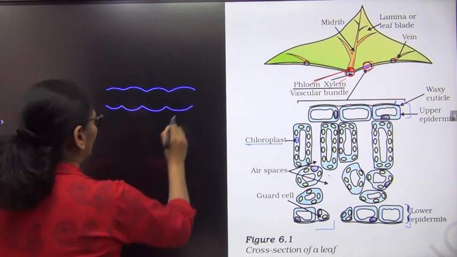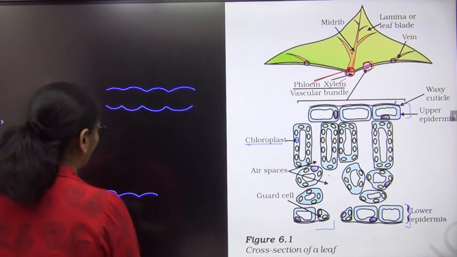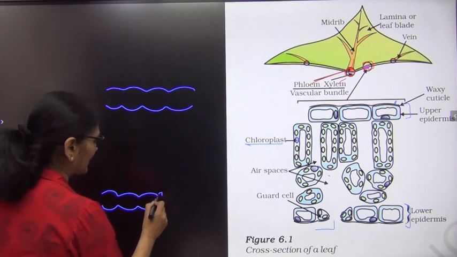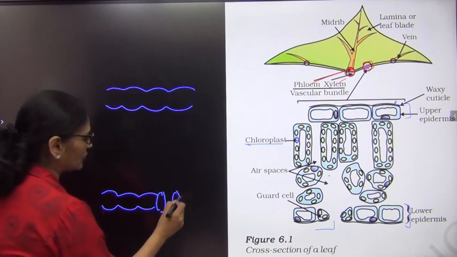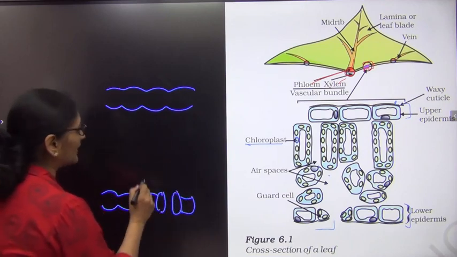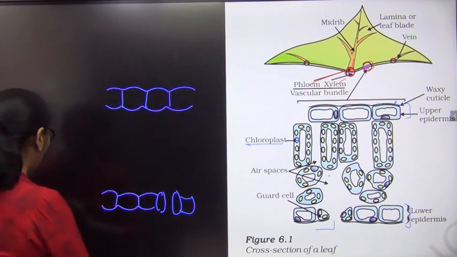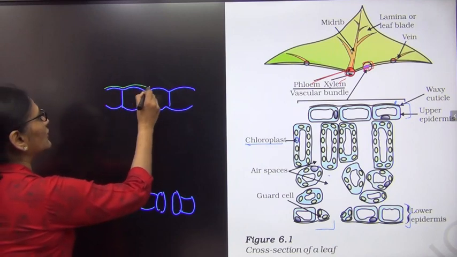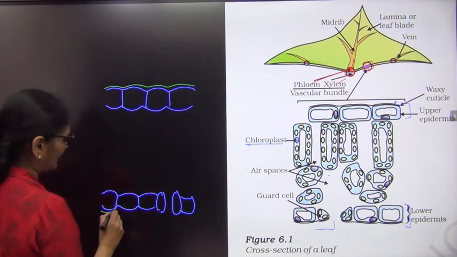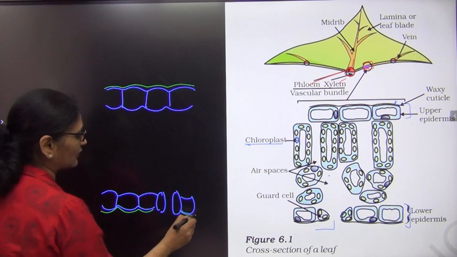This is my upper epidermis, and this is my lower epidermis. In the lower epidermis I have these guard cells which will form stomata. So these are my epidermal cells. I will just quickly do that. Then they are covered by a waxy cuticle. So this is my upper epidermis's cuticle. This is my lower epidermis's cuticle.